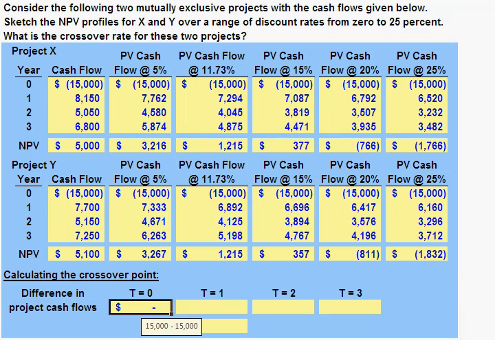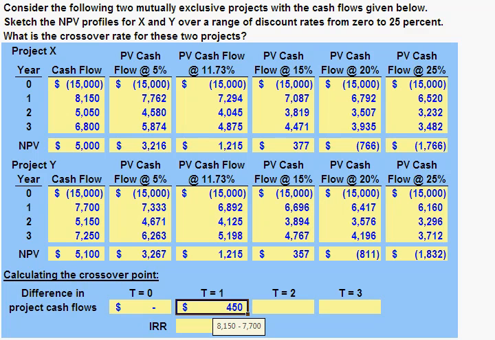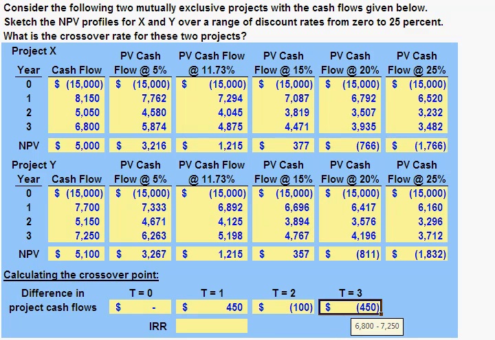At time 0, the cash flows are equal. There's no difference in cash flows. At time 1, project X has a higher cash flow by $450. At time 2, project Y's cash flow is higher by $100. And at time 3, project Y's cash flow is higher by $450.